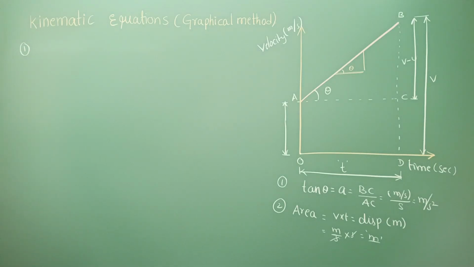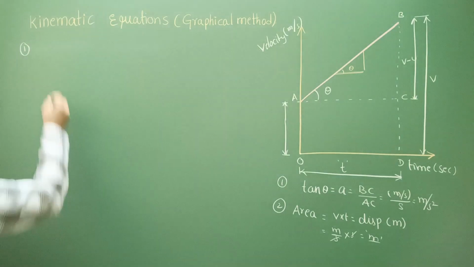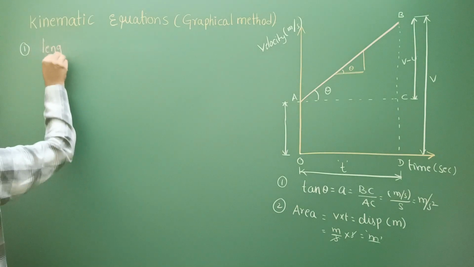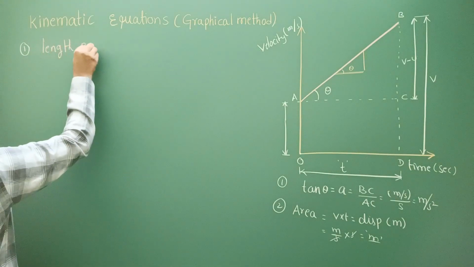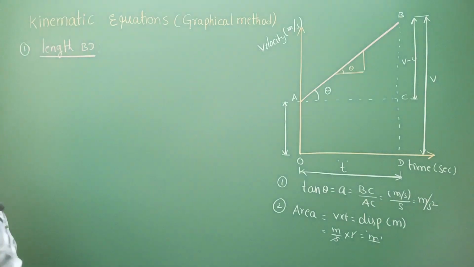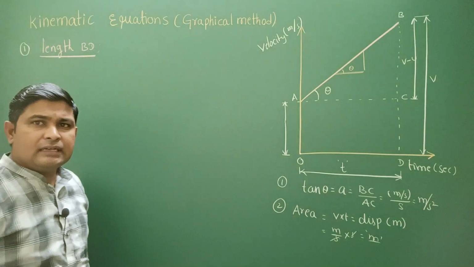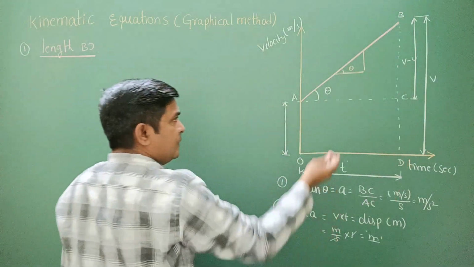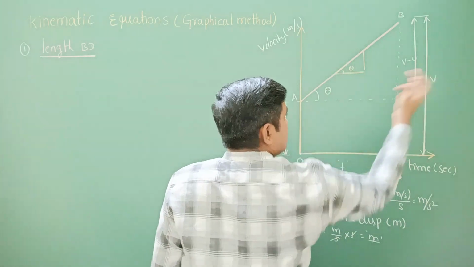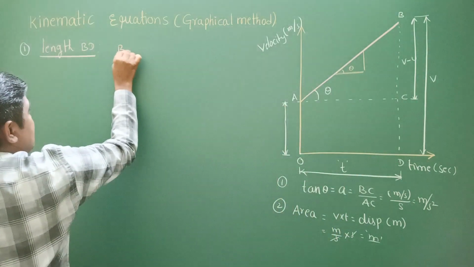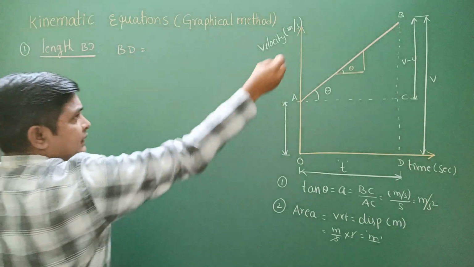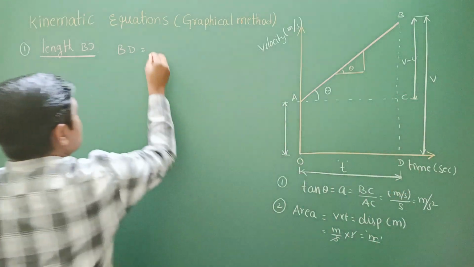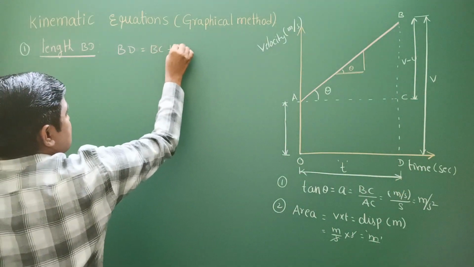We can do a very simple thing. What is that simple thing to do? Calculate the length BD. If you calculate it, you are going to get the first kinematic equation. What is that length BD? Look at the graph carefully. That BD total is going to give us V. So BD equals what? You can write it in 2 steps: BC plus CD. Can we write BC plus CD? So now that is BC plus CD.